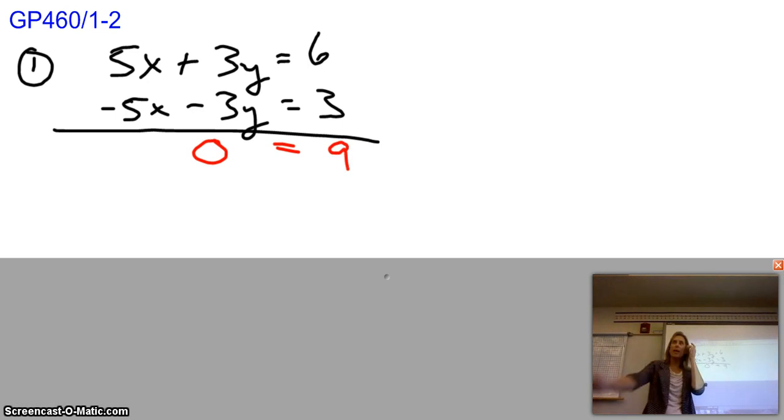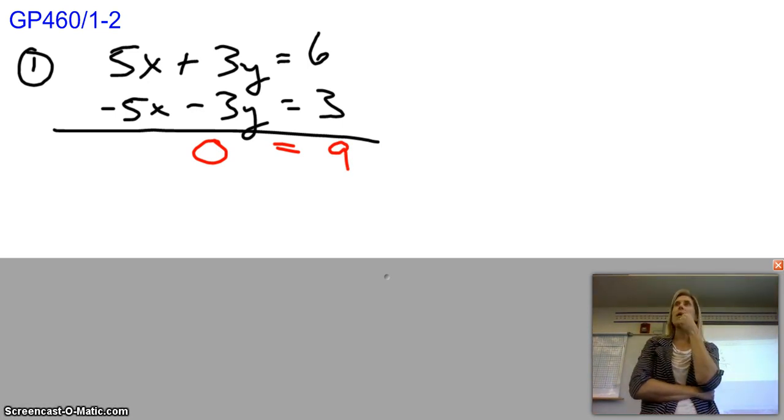So here, this is what we end up with. 0 equals 9. So now, 0 does not equal 9. This is not a true statement. So how many solutions does the system have? Zero. So what kind of lines were these? These were parallel.